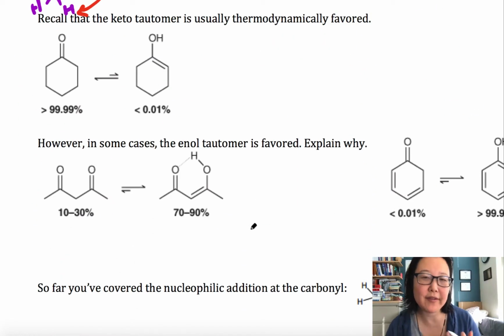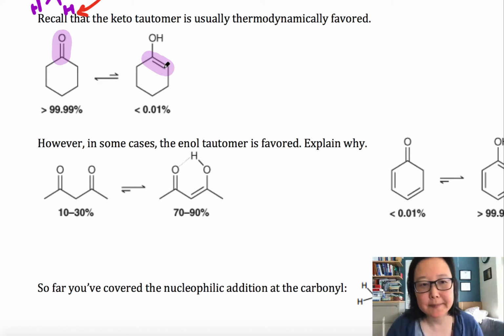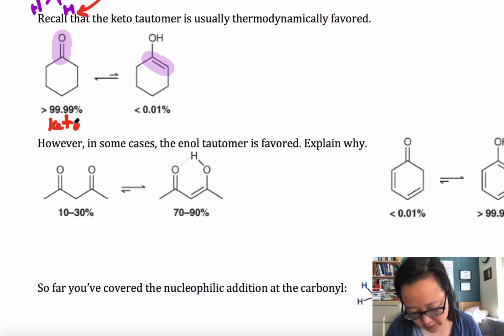Now, since both of these are in solution, it's good to know which is favored. Now, usually the keto form is favored thermodynamically. The CO double bond is more stable than the CC double bond. That's because the mass of oxygen is greater than the mass of carbon. So normally the keto form is the favored form. However, that's not always true.